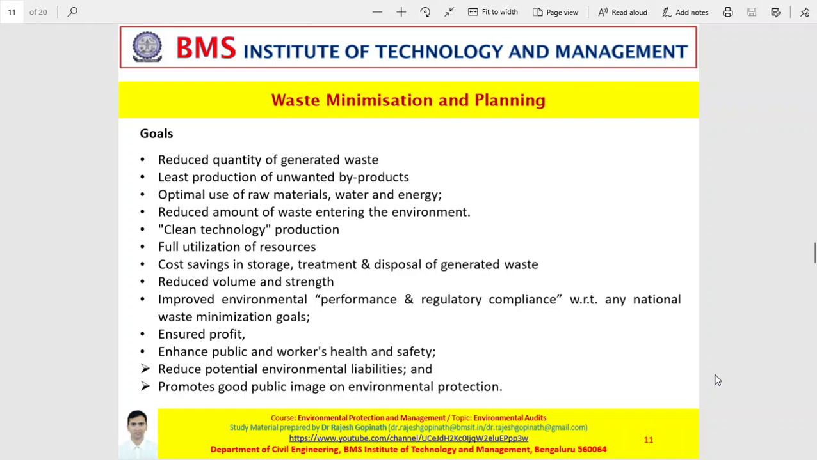Ensure that there is zero entry of waste from your industry into the environment. As much as possible, only go for clean development mechanisms and clean technology productions. Ensure complete proper utilization of resources and no wastages. Ensure that you are indulging in cost savings when it comes to storage, treatment and disposal with effective recycling and reuse strategies. Reduce the strength, that is concentration. Reduce the volume, that is quantity of any kind of waste you produce.